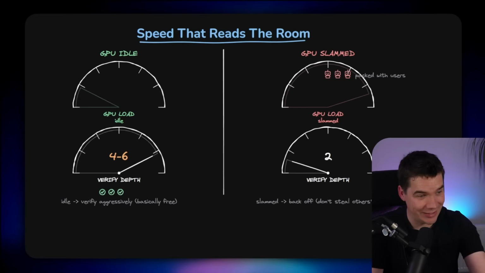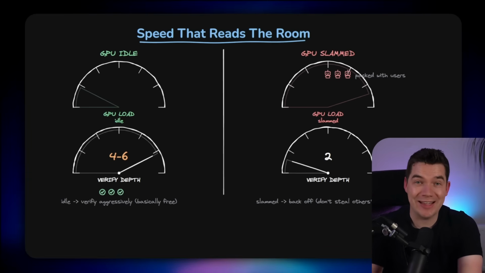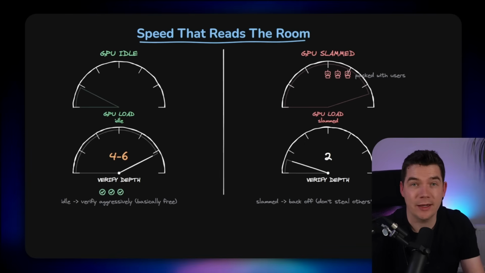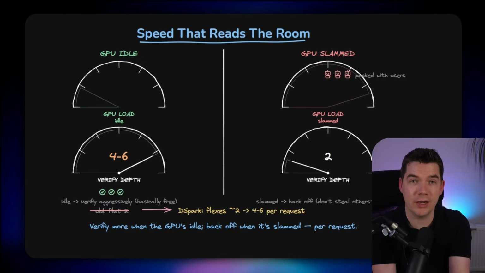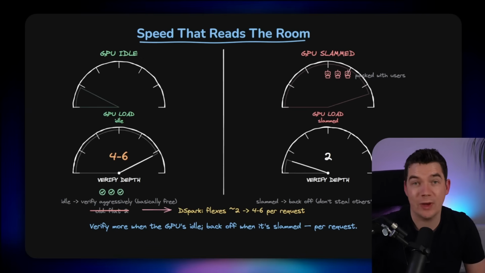And that's exactly what this scheduler does. It has a live watch of the load on the GPUs, and it dials the verification depth up when things are quiet and backs it off when things get busy. And it does that automatically. So their old production setup just checked a flat 2 tokens no matter what, whereas DSpark flexes that up to around 4 to 6 tokens when it can afford it.